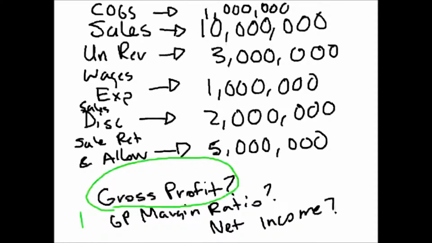What is the gross profit margin ratio? What is that formula? You have it flipped: gross profit divided by net sales. GP over, gross profit over net sales. So the numerator is gross profit, and the denominator is net sales.